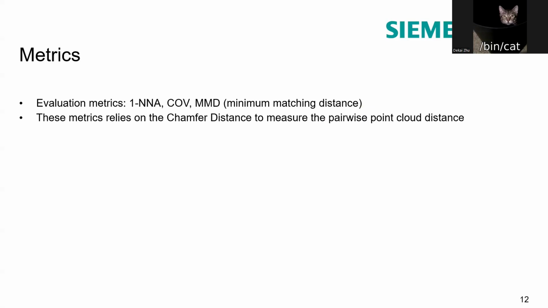Another contribution of this work is the evaluation metrics. The common metrics used in point cloud generation tasks are mainly 1-NNA, coverage, and minimum matching distance. These metrics essentially measure the distributional similarity between the generated set and the real set. On the fundamental level, this requires measuring the pairwise distance between two point clouds. Well, the most important metric here is the Chamfer distance.